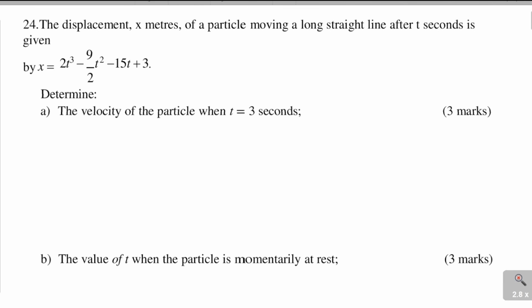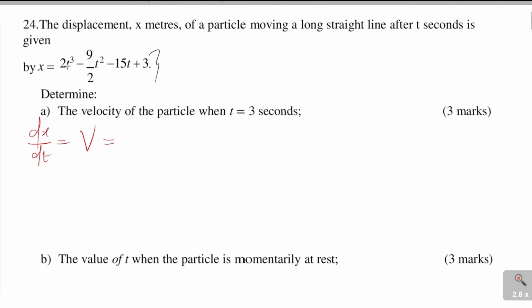The velocity. So you're given the displacement and you're required to get the velocity. How do you get velocity given displacement? You simply differentiate displacement to get velocity. So we'll simply take this expression given here for displacement. We differentiate that with respect to t. So dx/dt, that is what is going to give the velocity.